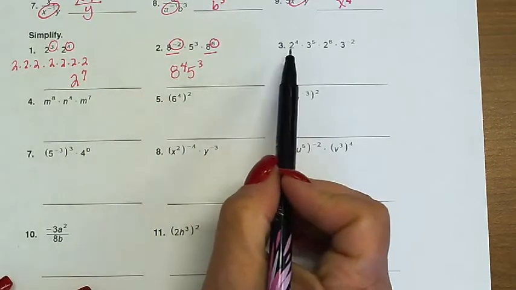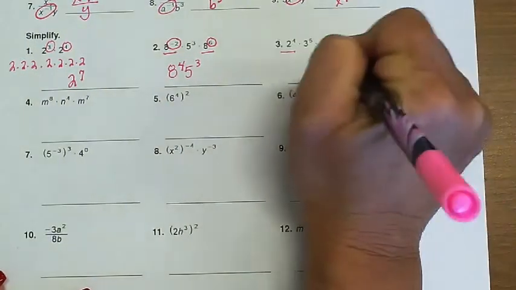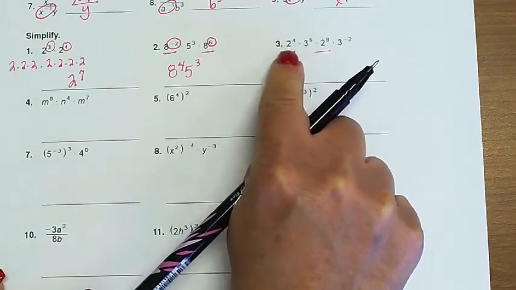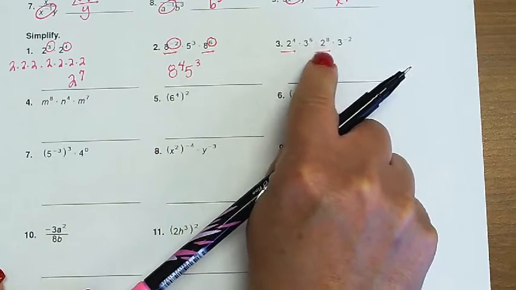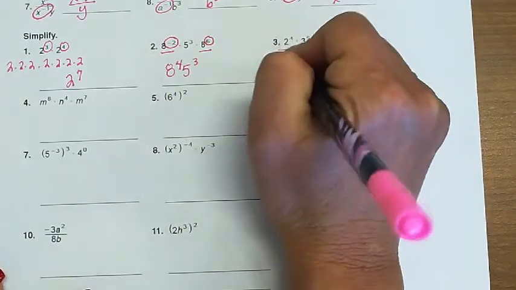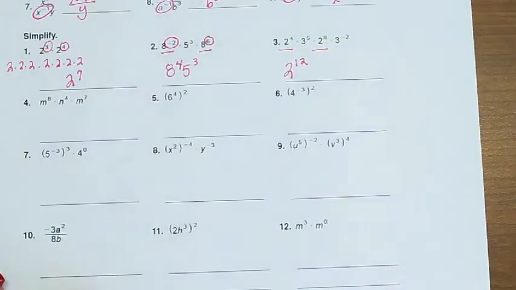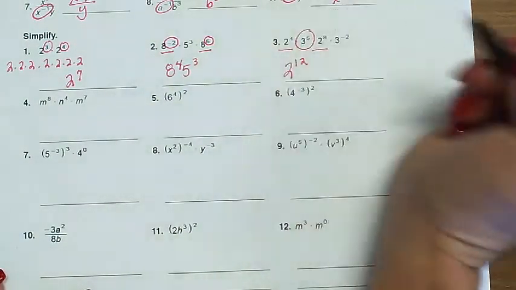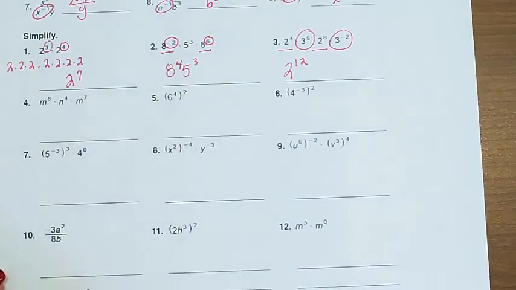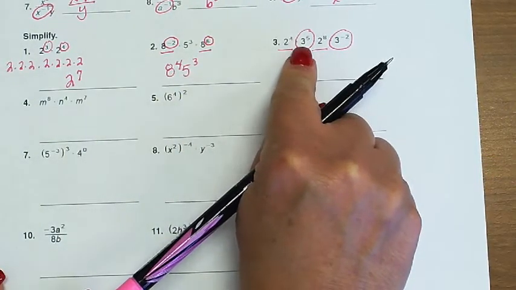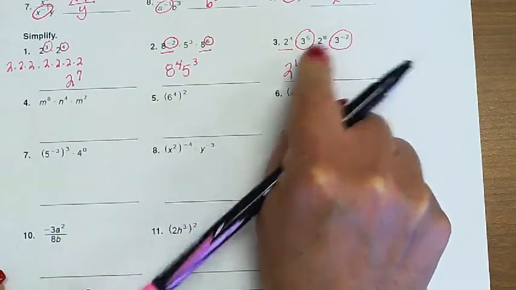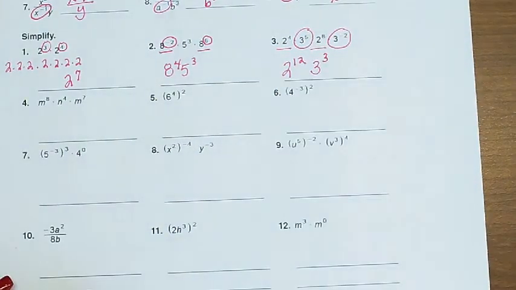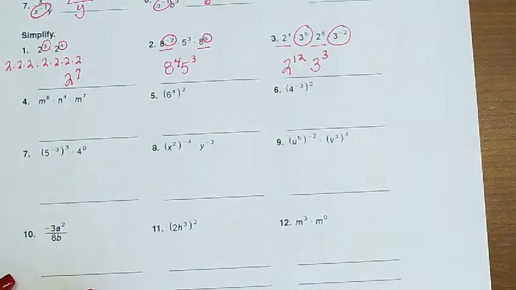Okay, let's look at the next one, number 3. My same bases I can combine. So I've got 2 to the 4th and 2 to the 8th. So I'd have 4 of them right here and 8 more of them right here. So I have a total of 2 to the 12th. And then as far as my 3s, I've got 3 to the 5th and 3 to the negative 2. So I have 5 of them here, but I'm going to take away 2 of them. So I end up with 3 to the 3rd. And that's how I'm going to leave that for now.